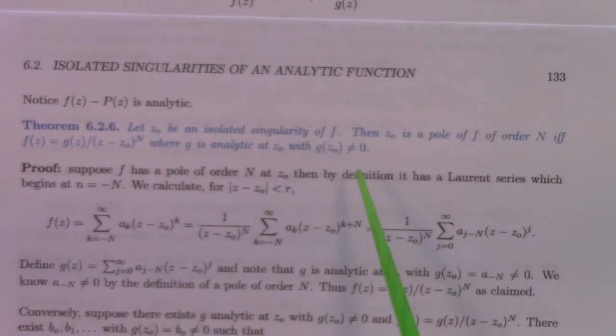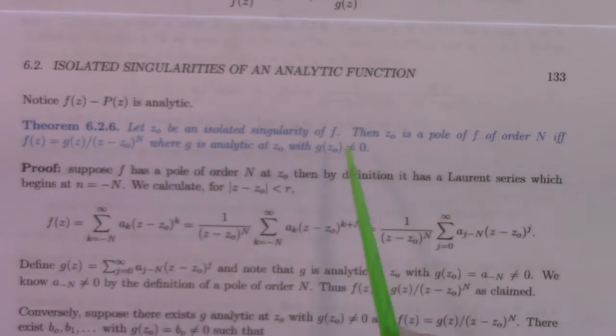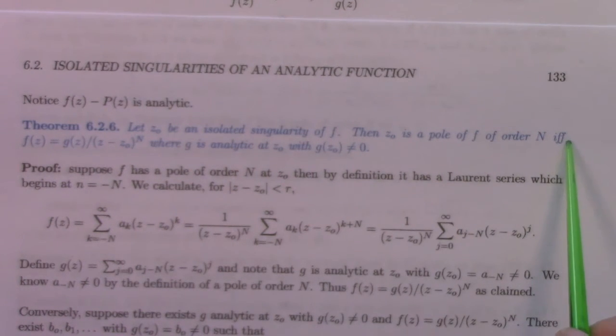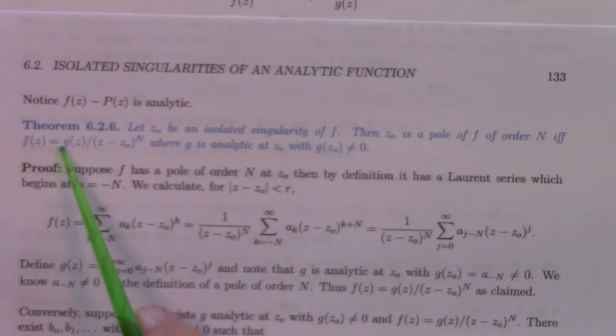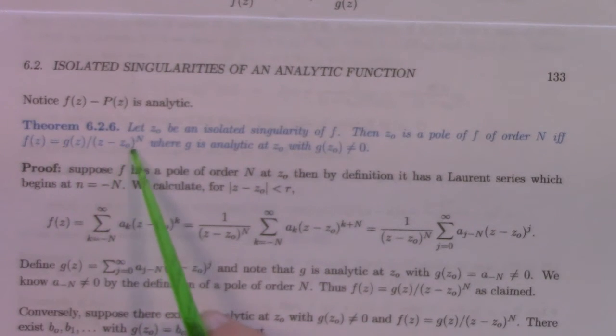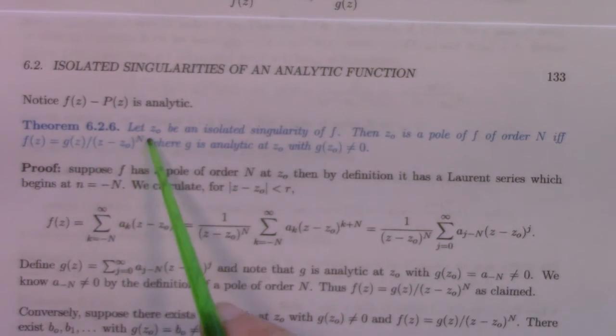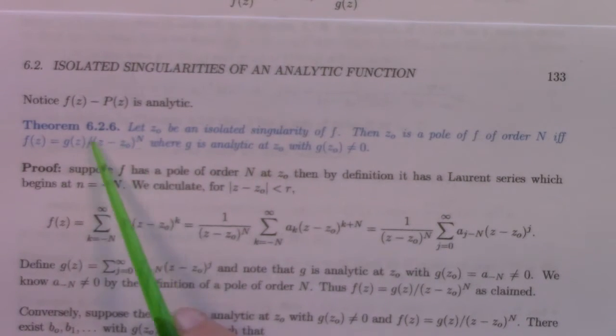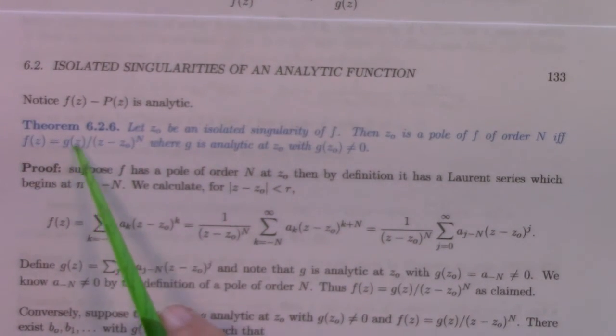Let z naught be an isolated singularity of f. Then z naught is a pole of order n if and only if f of z is equal to g of z divided by z minus z naught to the n. This has all of the badness encapsulated in it. The g is actually an analytic function at z naught, all right?